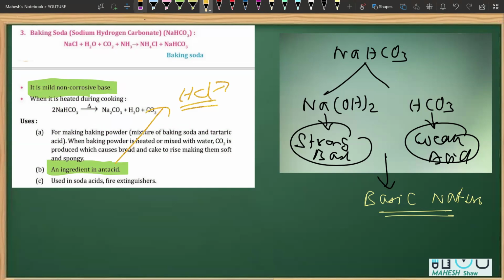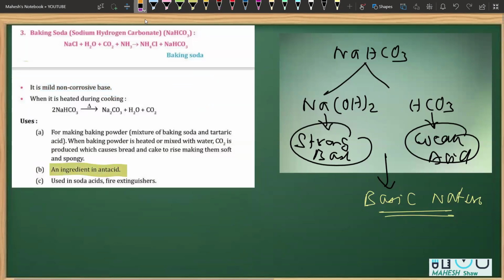Now, this acid can be neutralized, but we need a base, but we cannot consume any strong base, and that is the reason why we use a mild base. So this mild base helps in neutralizing the excess acid produced in the stomach, and we get relief from it. And this is one reason why we use this as an antacid.